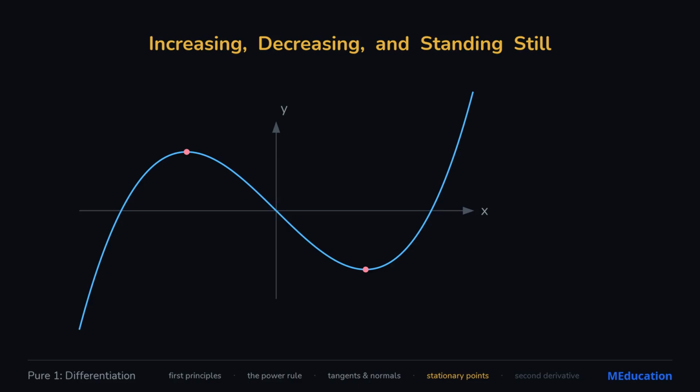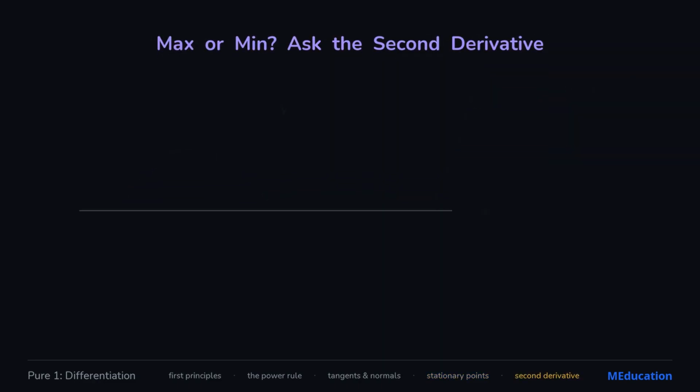To find them, you do exactly what that sentence says: set the derivative equal to 0 and solve. Every maximum, every minimum, every turning point a question can ask about hides at a solution of dy/dx equals 0. Differentiate, set to 0, solve. That 3-step ritual answers most of the unit.